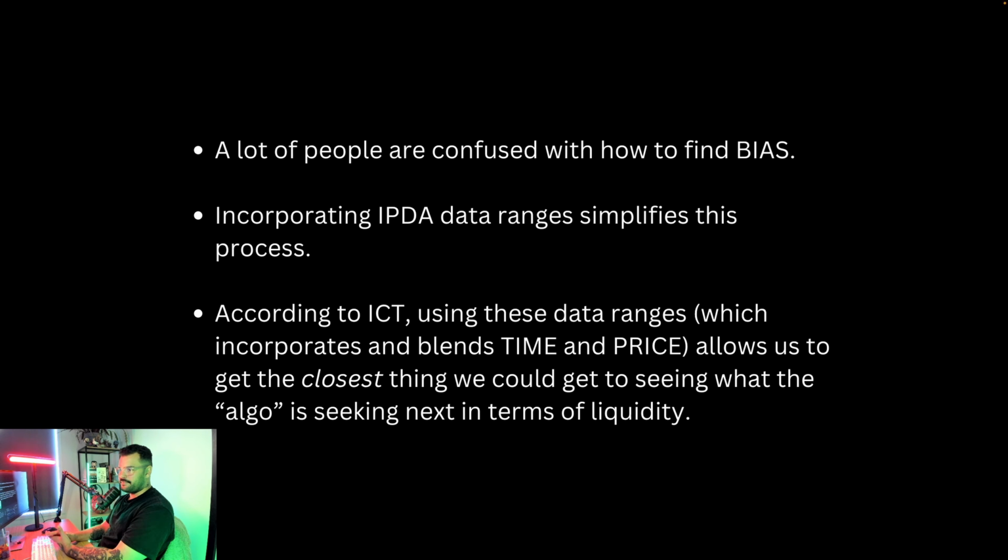Now, according to ICT, using these data ranges, which blend, like I said, time and price, allows us to get the closest thing we could get to seeing what the algo itself is seeking next in terms of liquidity. That's what ICT claims.